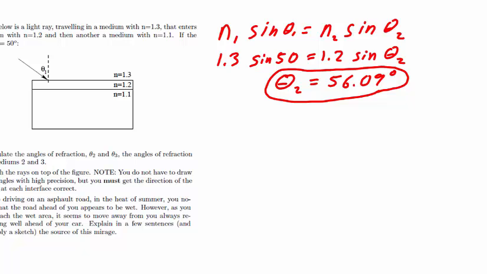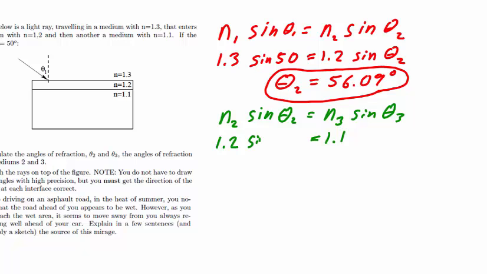This is larger than the angle theta 1 because we have gone from the denser medium to the less dense medium. Next, we'll perform the same calculation, except this time going from medium 2 into medium 3. The index of refraction in medium 2 is 1.2. In medium 3 it's 1.1, and we know the angle theta 2 from our previous calculation, leaving our only unknown to be theta 3. Solving for theta 3, we get a result that is again larger, this time 64.87 degrees.